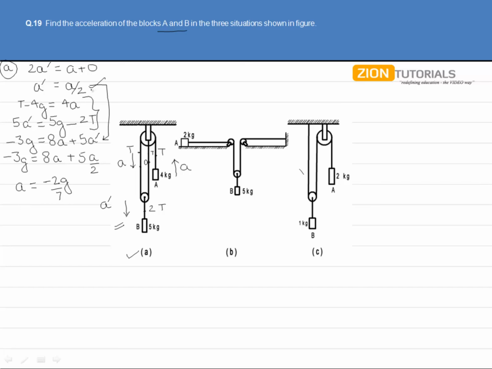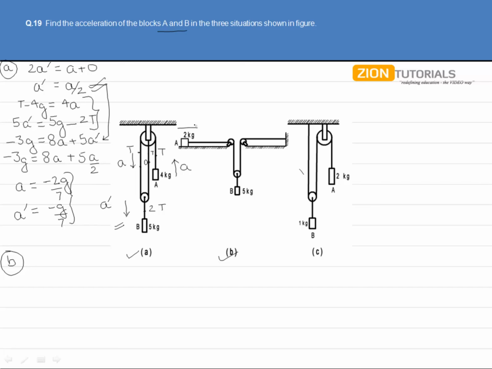Putting back in the equation a' equals a by 2, we get a' equals minus g by 7. Now this implies that this block of 4 kg, that is A block, is moving down with an acceleration of 2g by 7, while this block B is moving up with an acceleration of g by 7. Now let us proceed with the second part of the question, that is the B part.